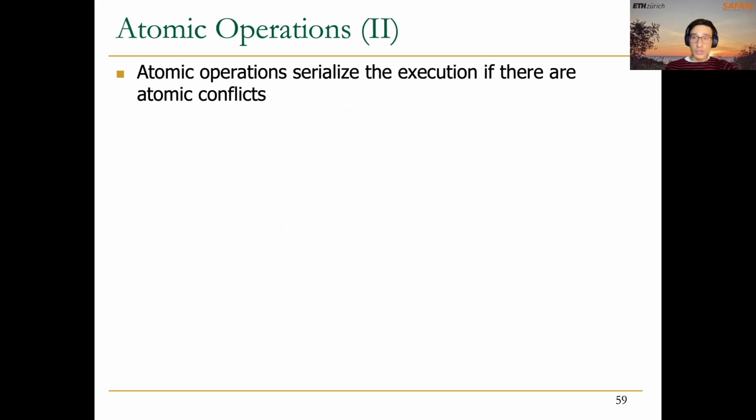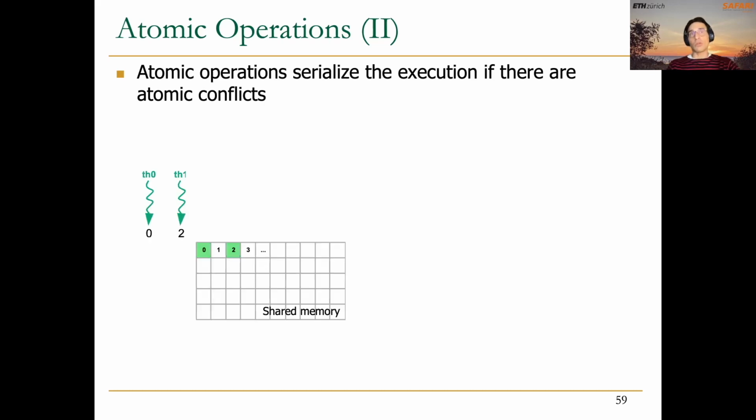Atomic operations are very useful because they allow different threads executing at the same time to avoid data races, and this way have, let's say, correct final results. The problem is that they may serialize the execution if these threads that need to access and update the same elements in memory belong, for example, to the same warp. Here you can see one example.